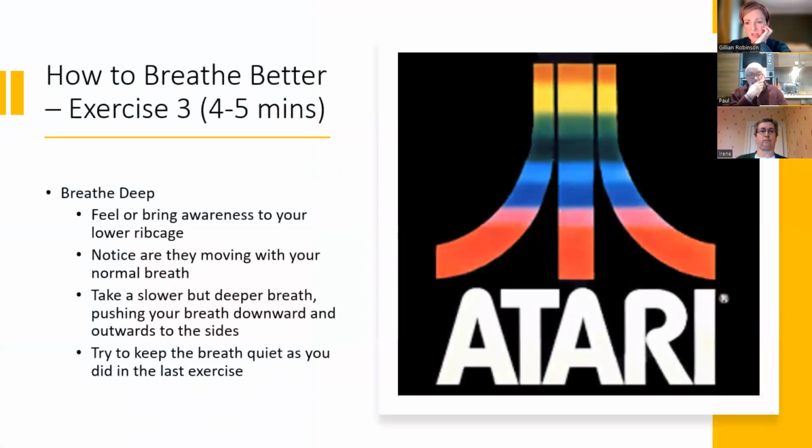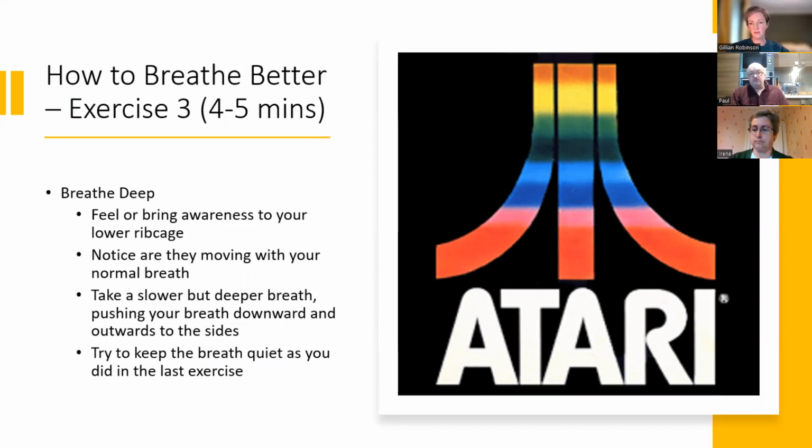And then the next exercise, the third of the 3 exercises I'm giving you to work on, is this one about breathing deeply. So we've done the first one, which is really just a warm-up exercise to make you more aware of your breathing and to start you with the idea of holding your breath. The second one is about reducing the volume of your breath and making it really slow. And then this one is about keeping it slow, but thinking about breathing deeper down into your lungs.